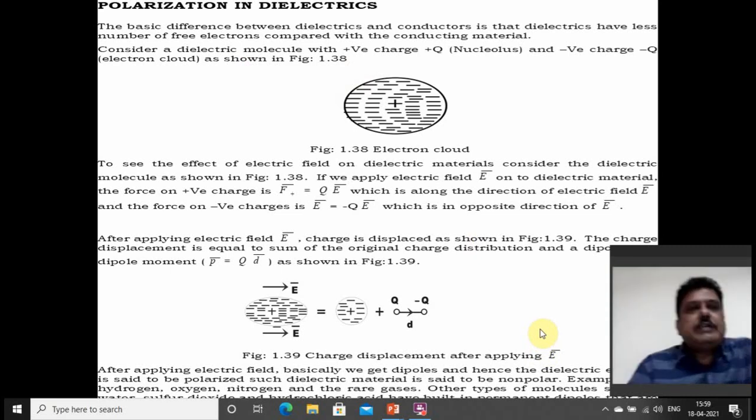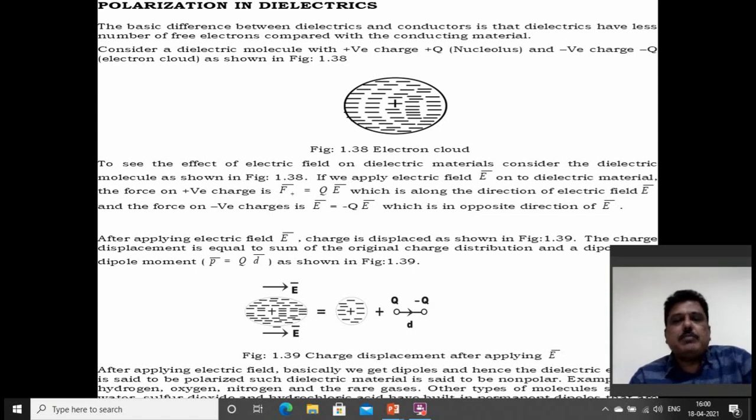In this video, let us discuss polarization in dielectrics. The basic difference between dielectrics and conductors is that dielectrics will have a smaller number of free electrons compared with the conducting material. Consider a dielectric molecule with positive charge plus Q nucleus and negative charge minus Q electron cloud as shown in the figure. To see the effect of electric field on dielectric materials, consider the dielectric molecule as shown in the figure.